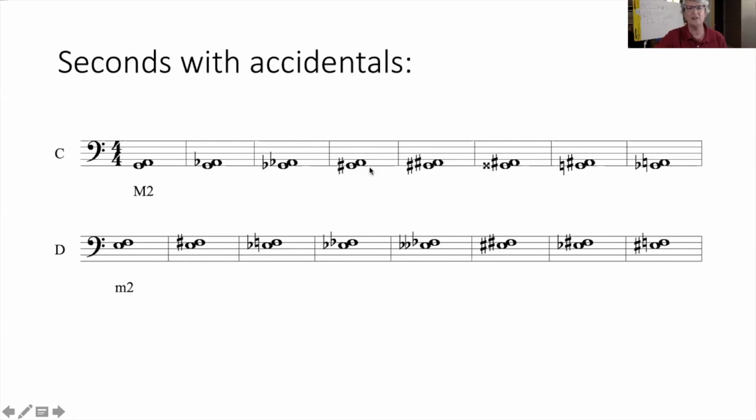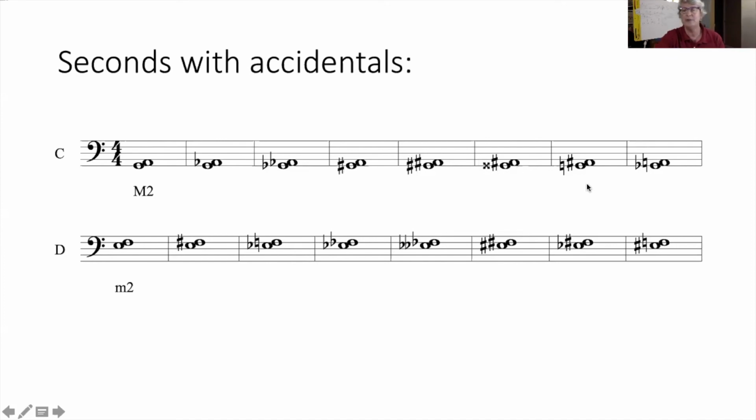We can change the size of the interval too by adding a sharp. If we put a sharp on the lower note, we're making the interval again smaller. So G sharp to A is a minor second. G sharp to A sharp is not a different size from the original. We've moved both notes up a half step, but the distance between the two notes is still a whole step. It's a major second. But then if we take that major second and we move the lower note up even more by making it a double sharp, now this is a minor second again.